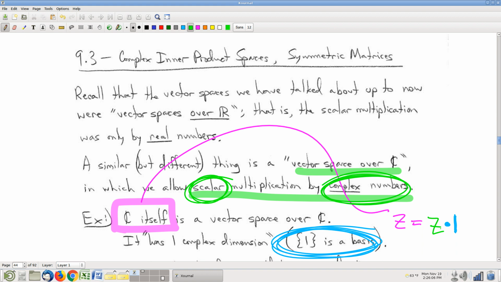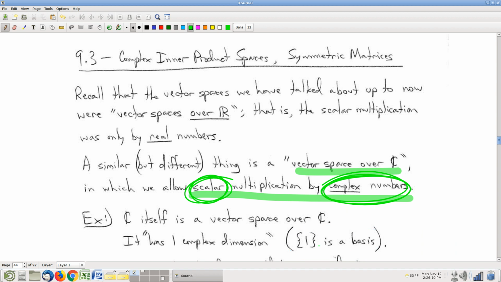If you allow complex scalars. So that's the weird thing. So now imagine, this is something that is terribly, terribly different, right? This is not like the little crime we committed in Chapter 4.